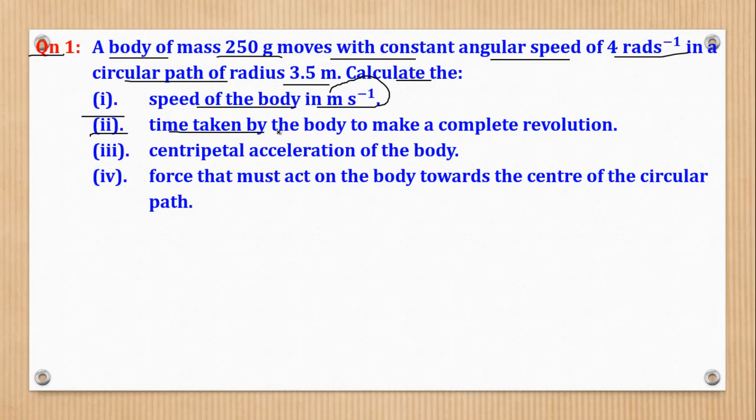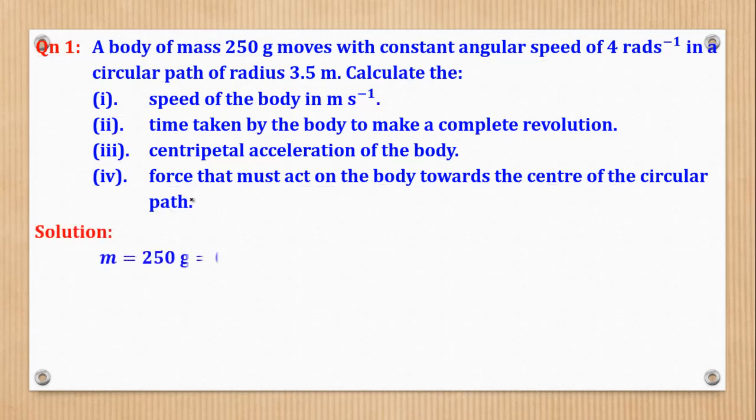Roman 2, the time taken by the body to make a complete revolution, that is the period of motion. Roman 3, the centripetal acceleration of the body. And Roman 4, the force that must act on the body towards the center of the circular path, that means the centripetal force.